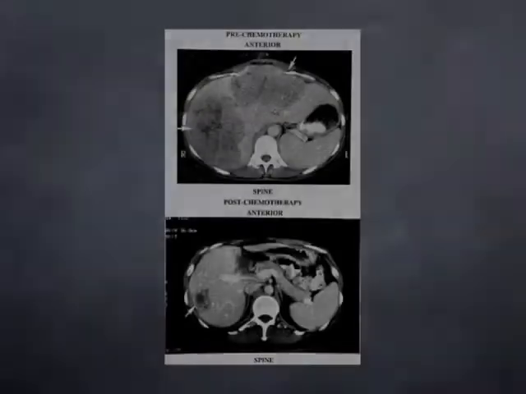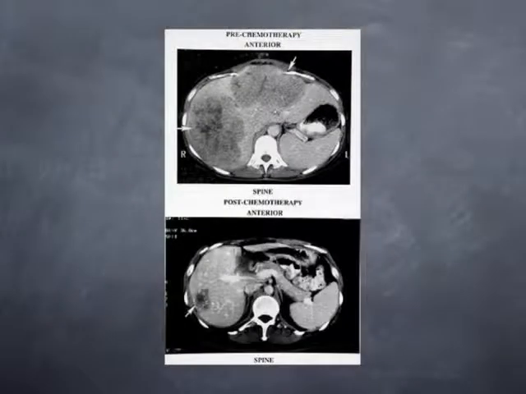This is potentially what can happen after embolization. You can see on the top CAT scan large tumors in the left and the right lobe of the liver. And after embolization, you can see the shrinkage. It's mostly focused on that right-sided tumor, and we can shrink down and downstage potential patients.